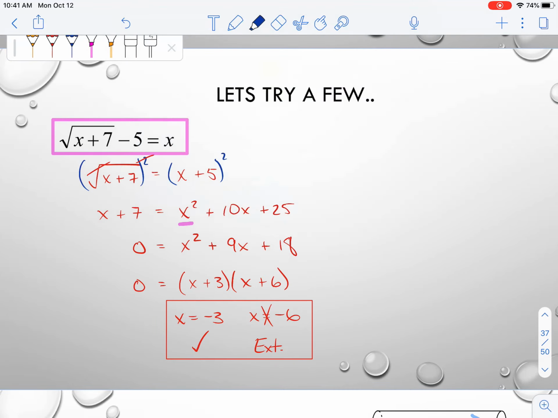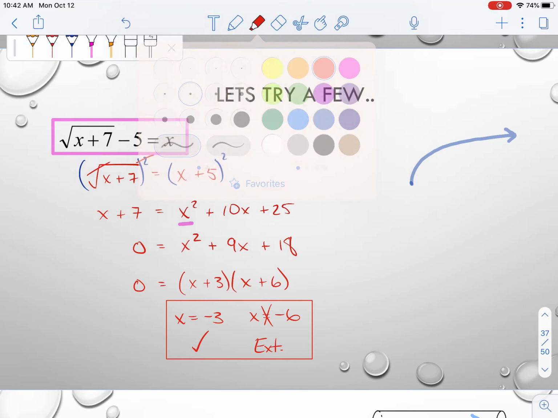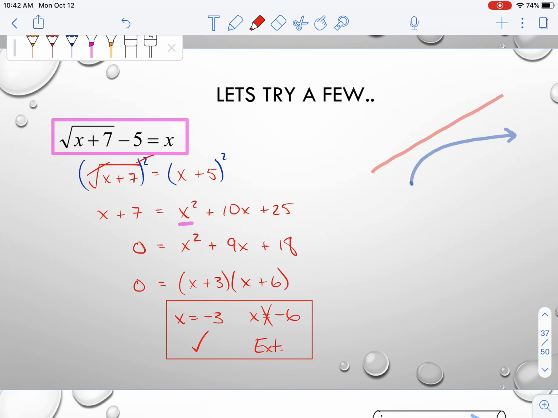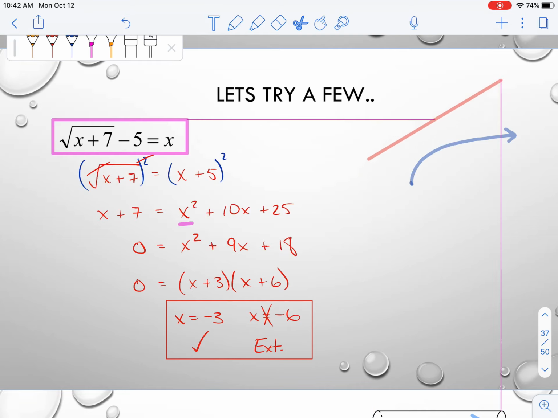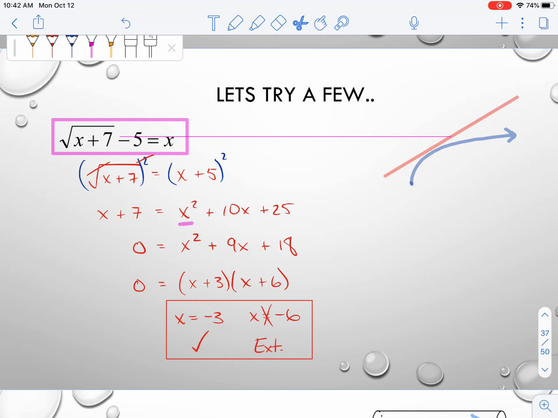Let me use two different colors. So I've got a square root function, that looks something about like this. And then I've got a linear function. So what I could have is a linear function that doesn't touch at all, and we get no solution. I have a linear function that literally touches, imagine that touching at just one point here, and I get one solution.